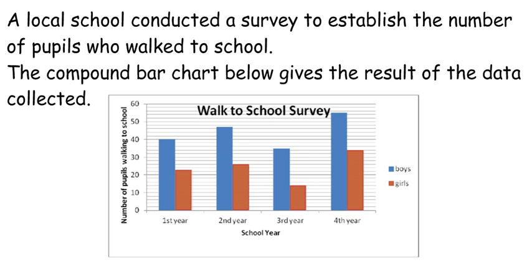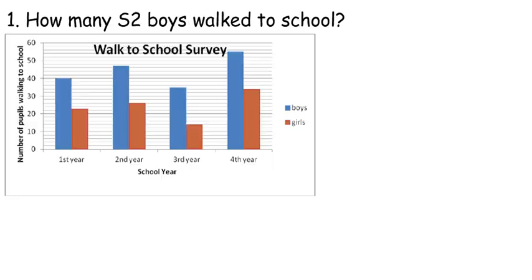We see that in each year group we've got two bars, one in blue for boys, one in red for girls, and we've got information for first years, second years, third years and fourth years. So the first question asks us how many second year boys are walking to school. And it'll be a bit harder to see this on a small screen, but you can look at this on paper as well. You've got the booklets at home with you.